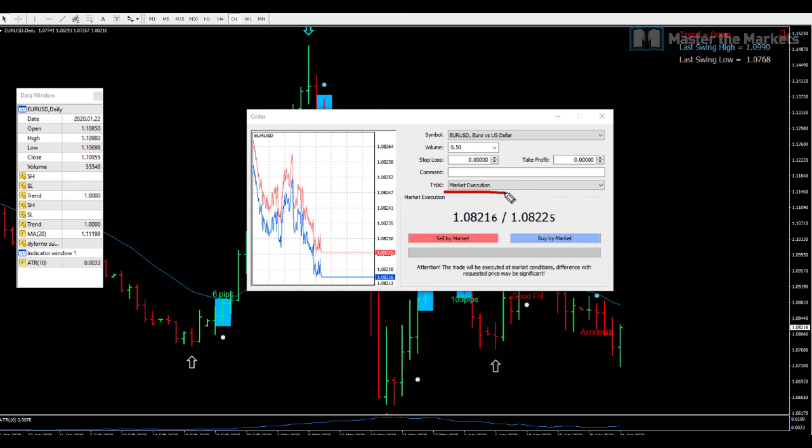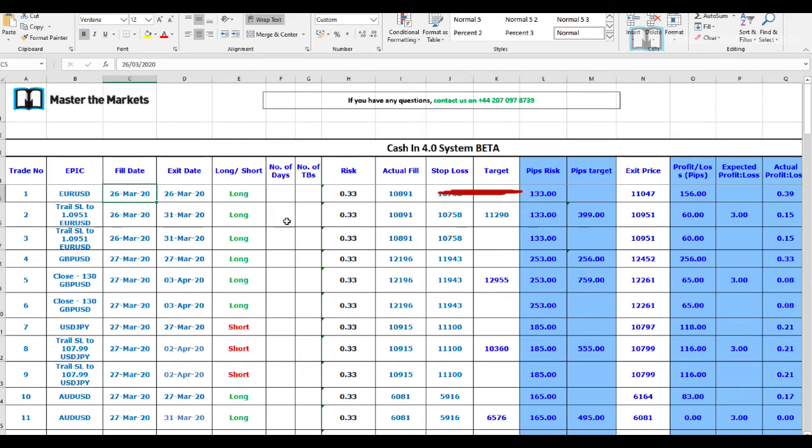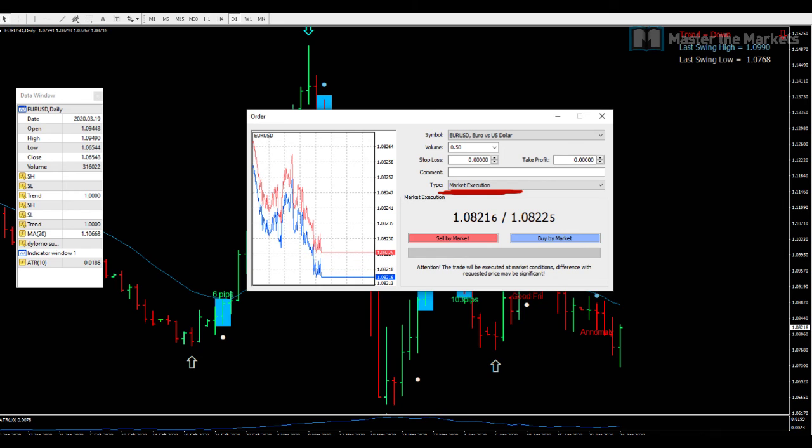This is much more simple. You just enter live into the market if you're entering at the close. On the cash-in strategy over here, which we do in the live trading room, we enter live. So all these fills are entered live at the close of the day, at the end of the day. Okay, market execution. Then you put in your stop loss, you put in your profit. No such thing as stop or limit over here.